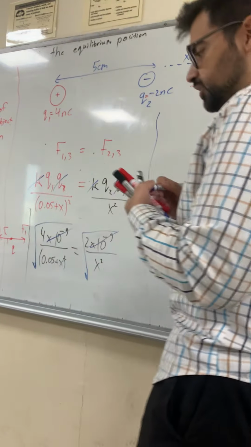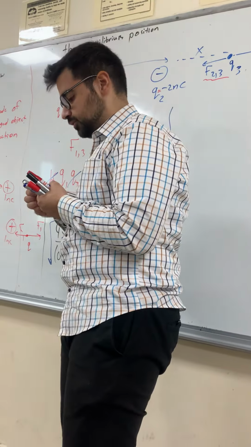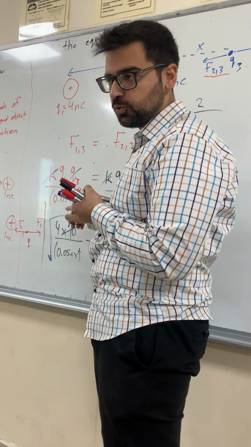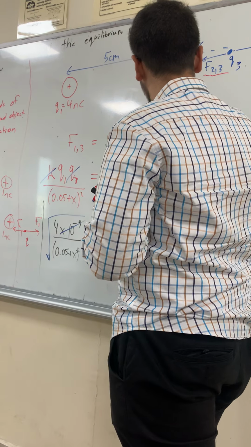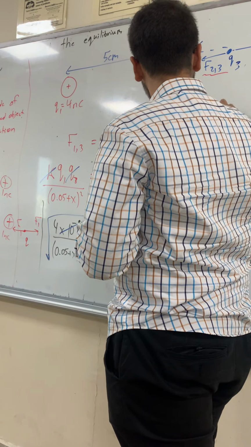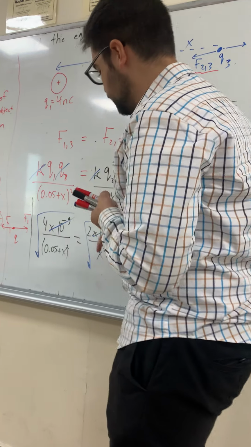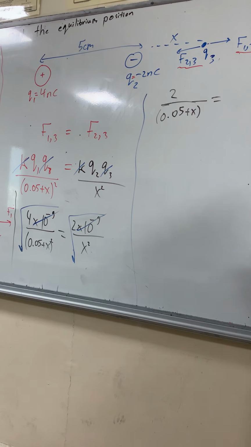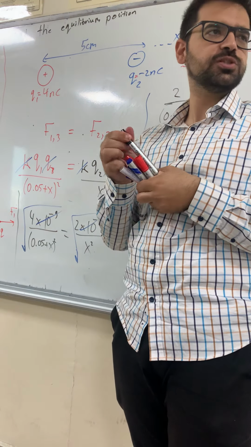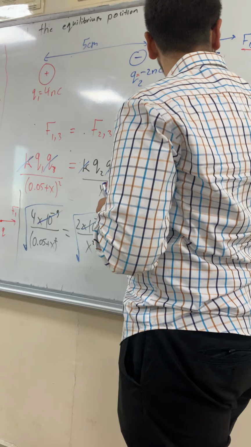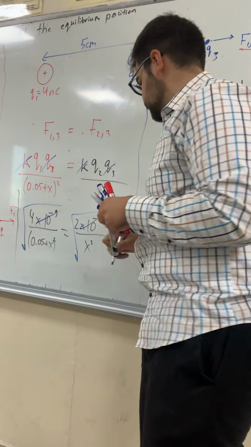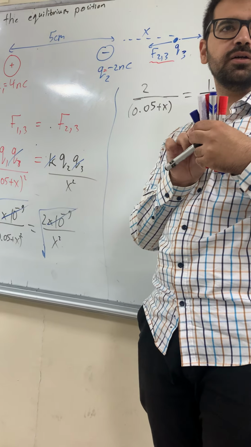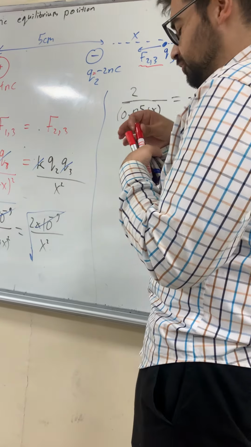After square rooting both sides, what's the square root of 4? 2. 2 over, here the squared and square root cancel out each other, so it would be 0.05 plus x. All of this is equal to the following. Other side, what's the square root of 2? I think 1.41. Make sure. I think 1.41, correct, over x. Now we cross multiply.